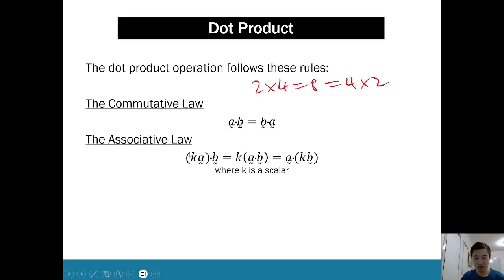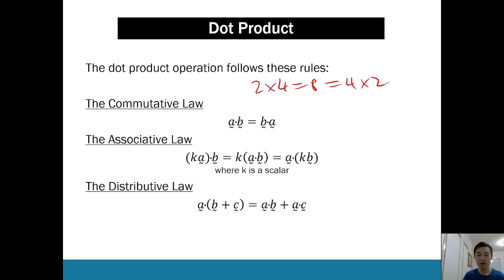We also have the associative law, which basically means if we have a scalar k, it can be multiplied with A first, before you do the dot product with B, or you can just multiply it directly to the dot product of A and B, or you can just multiply it first to B before taking the dot product of that with A. It doesn't matter. You can just move around the scalar, it will still work. And then we have the distributive law, which basically says you can sort of expand brackets like how you would expand normal multiplication. So if we have the dot product of A with B plus C in brackets, that's the same thing as the dot product of A with B added with the dot product of A with C. So you can sort of expand the brackets like that.